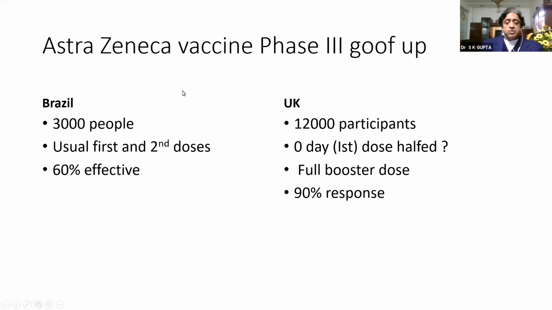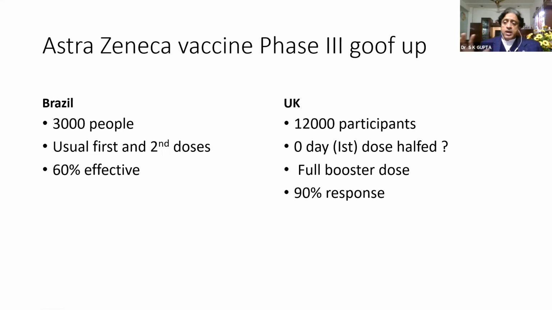The phase 3 trials were going on in Brazil, where about 3,000 people were vaccinated, and the usual first and second doses were given, and it was found to be nearly 62% effective. In the UK, 12,000 participants were given the vaccine.